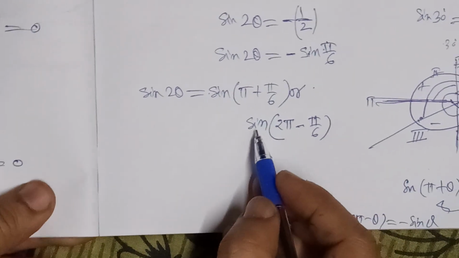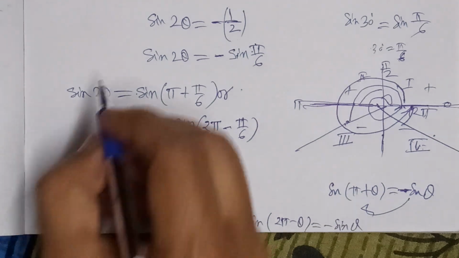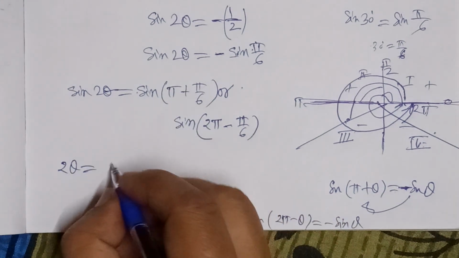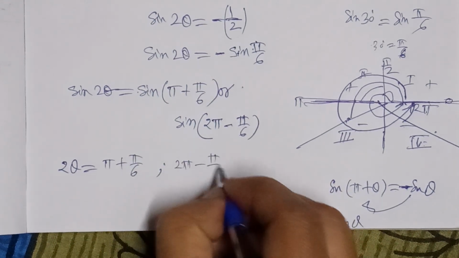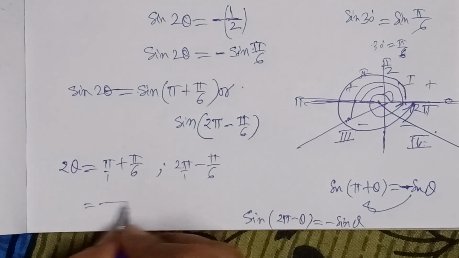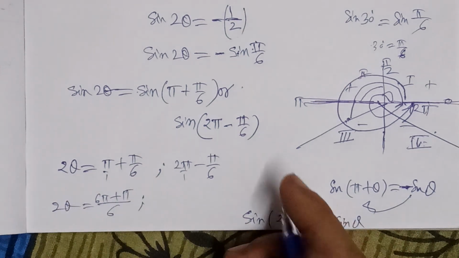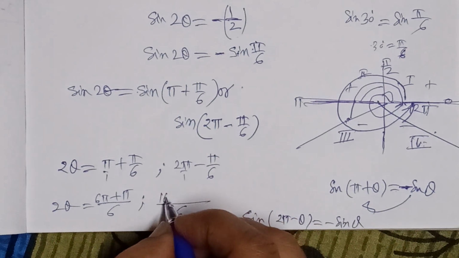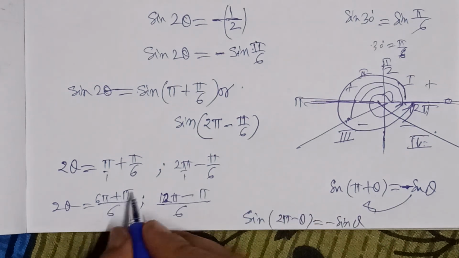So we find the value of 2 theta equal to this value. After removing sine from here, we get pi plus pi by 6 as the first value and 2 pi minus pi by 6 as the second value. First we solve this value on taking the LCM: 1 and 6 LCM is 6. 6 goes here, 6 pi plus pi, it is equal to 2 theta. We have to find only theta. Also for 1 and 6, LCM is 6, 6 multiplied here becomes 12, 12 pi minus 1 multiplied here pi, and this value will become 7 pi by 6.